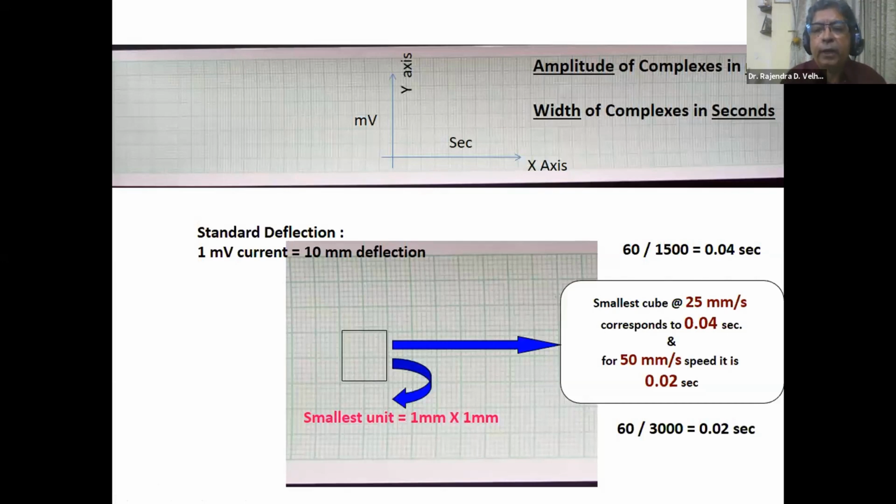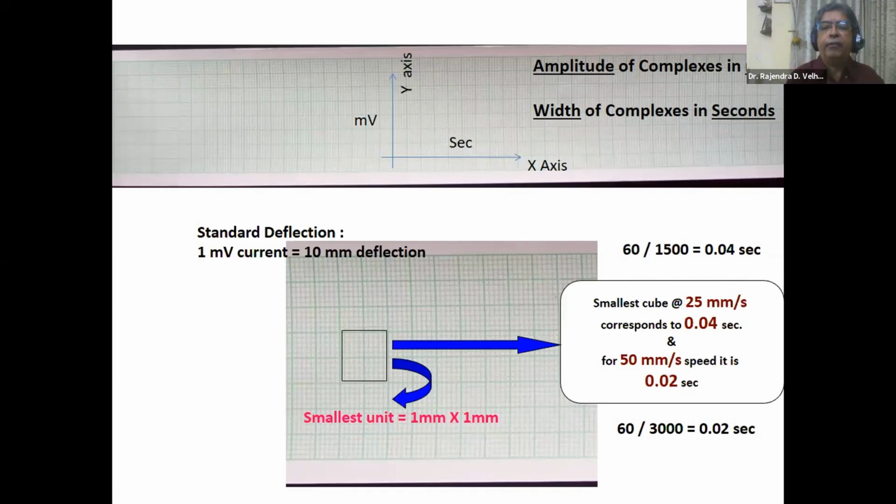Now, when the ECG paper is mounted on the machine, it is primed for 2 speeds. One is 25 millimeter per second and another is 50 millimeters per second. So when the machine runs the ECG paper at 25 millimeter per second, it will run 1500 cubes in a minute. Therefore, the width of each cube will be 0.04 seconds. So that means the machine runs along the x-axis, and the width of each cube will be 0.04 second.